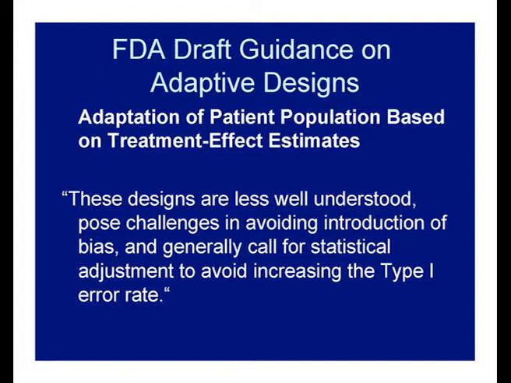And so a quote from the FDA draft guidance, the 2010 guidance, is that, in particular, for types of designs I work on called enrichment designs, that's where you can change the population enrolled. You might restrict it to a certain group if there's some early evidence that the treatment only benefits that group. These enrichment designs are less well understood, pose challenges in avoiding introduction of bias, and generally call for statistical adjustment to avoid increasing the type 1 error rate. So you have to be very careful when you have these designs. And so a lot of the methods I work on are to solve these problems.